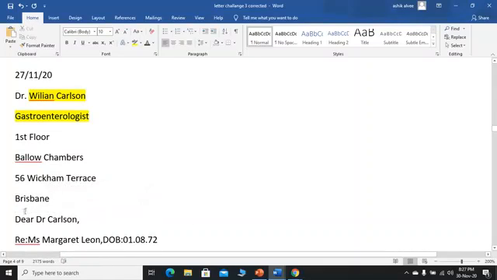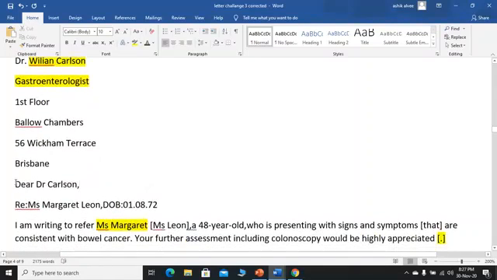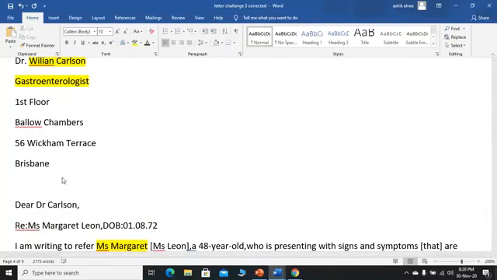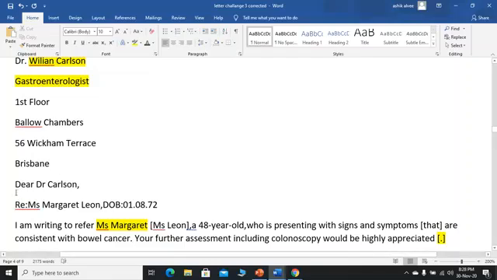After this, before the Dear Dr. Carlson, you have to put some gap in your letter, and there should not be any gap between these two lines and the introduction and beginning of the letter. Should not be any gap in between these. They should be adjacent to one another.